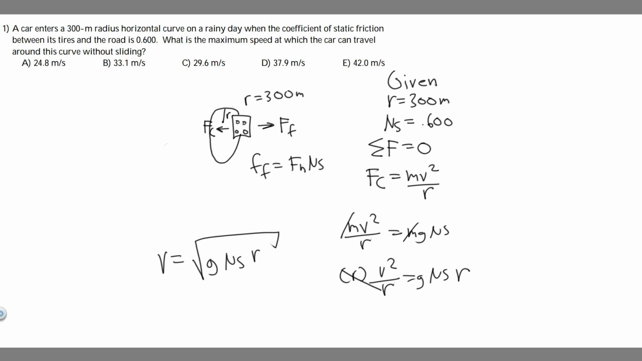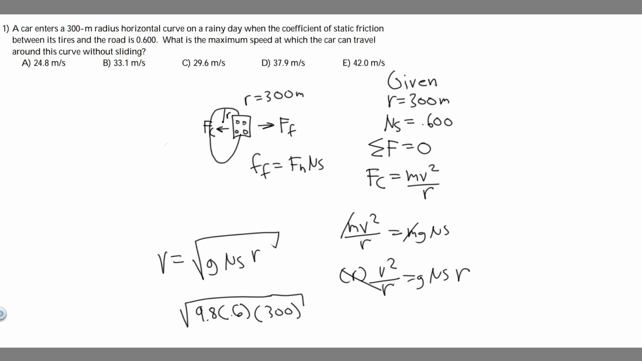So go ahead and solve this. You're going to do the square root. Keep in mind g is just 9.8, mu sub s is 0.6, and then r is going to be 300. So yeah, pretty simple problem. Just plug this in now.